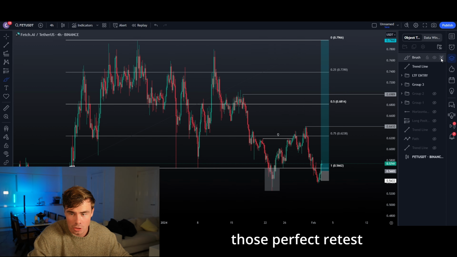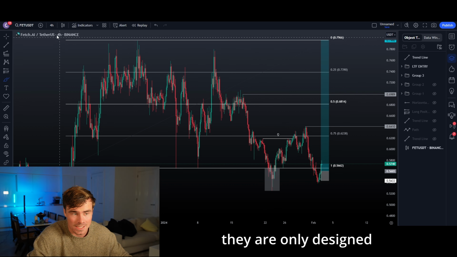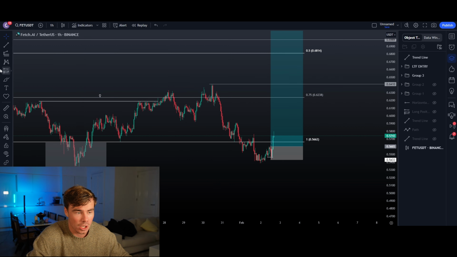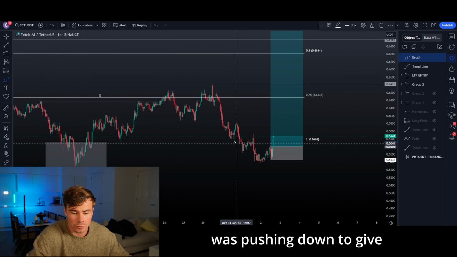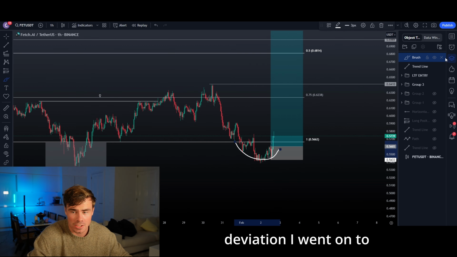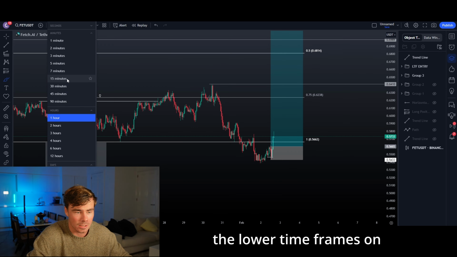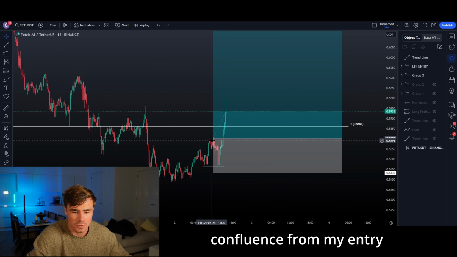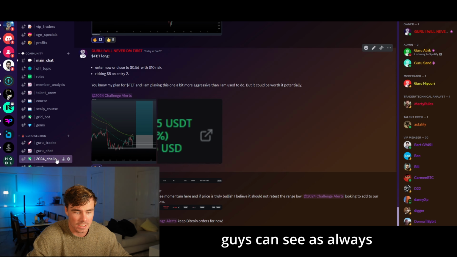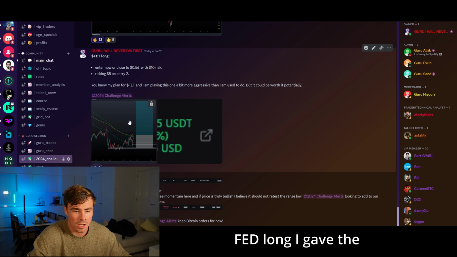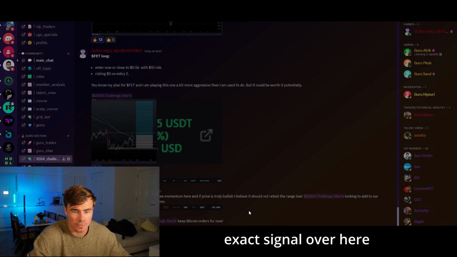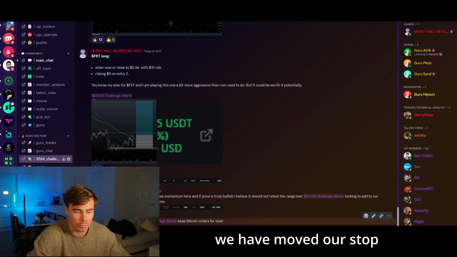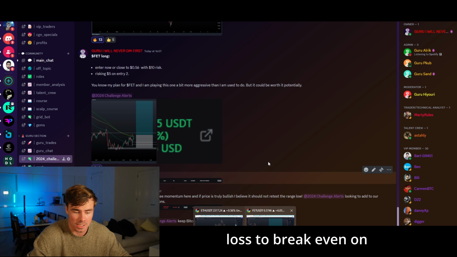I've been teaching you guys those perfect retests, they are only designed to engineer liquidity. So I saw that the price was pushing down to give us a potential second deviation. I went on to the lower time frames on the 15-minute time frame. I got my low time frame confluence for my entry point over here. As you guys can see, as always, FET long. I gave the exact signal over here with the exact entry and everything included, and right now we have moved our stop loss to break even.